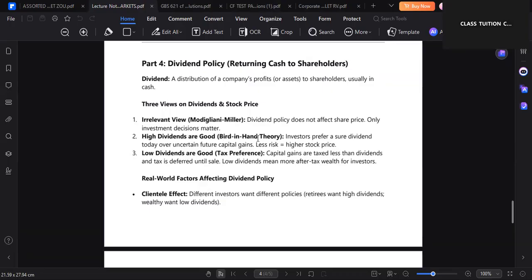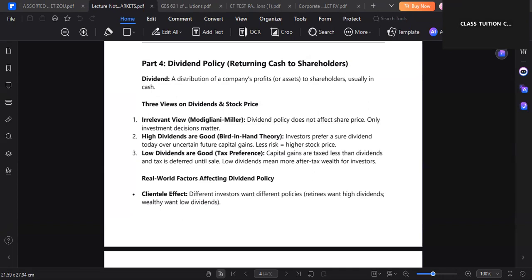The second view is that high dividends are good, and we look at what is called the bird in the hand theory. This theory argues that a bird in the hand, a sure dividend today, is better than two in the bush. Because dividends are less risky than capital gains, investors will pay a premium for high dividend stocks. Consequently, share prices are higher.